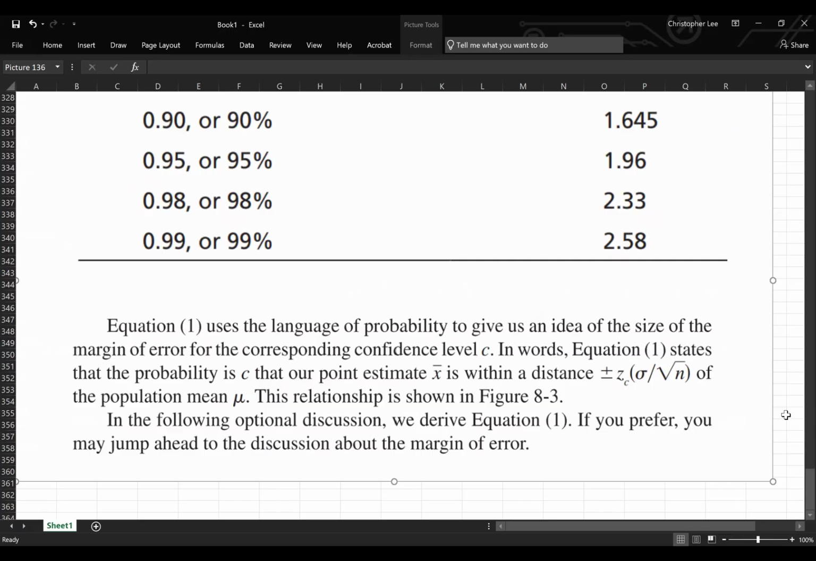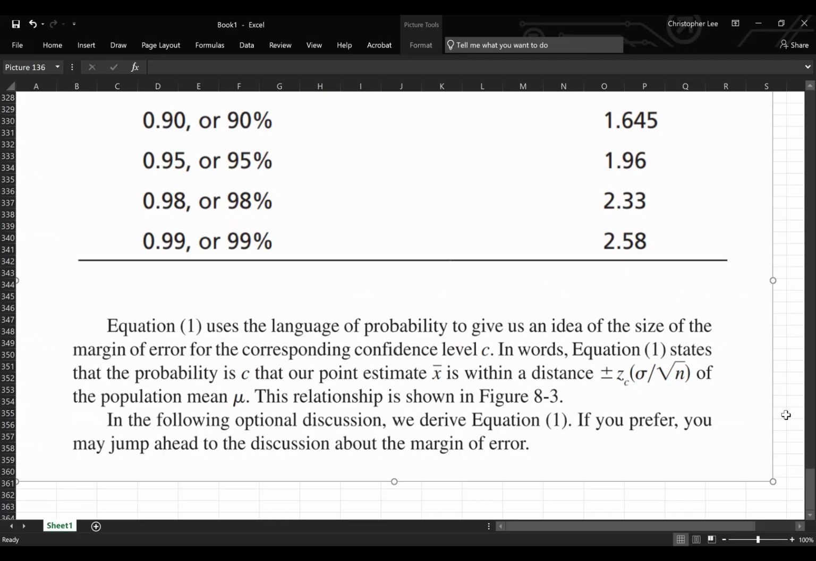So equation one uses the language of probability to give us an idea of the size of the margin of error for the corresponding confidence level. In words, equation one states that the probability, the confidence level, is that our point estimate, the sample mean, is within a distance of plus or minus z critical times the standard deviation divided by the square root of n of the population mean mu.